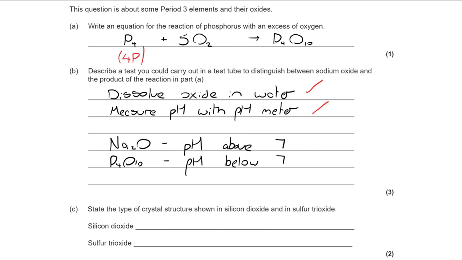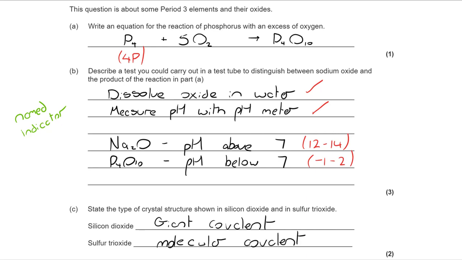Moving on, state the type of crystal structure in silicon dioxide and sulfur trioxide. So, silicon dioxide is giant covalent. Silicon dioxide often comes up in questions as an application question to show your knowledge of diamond because it has a very similar structure. Sulfur trioxide is molecular covalent, sometimes referred to as simple covalent.